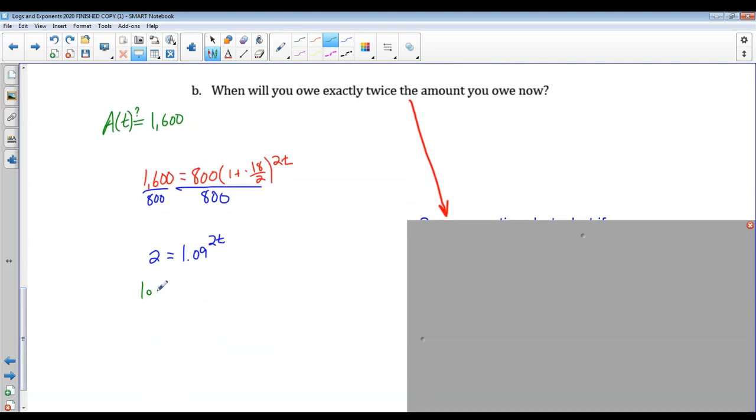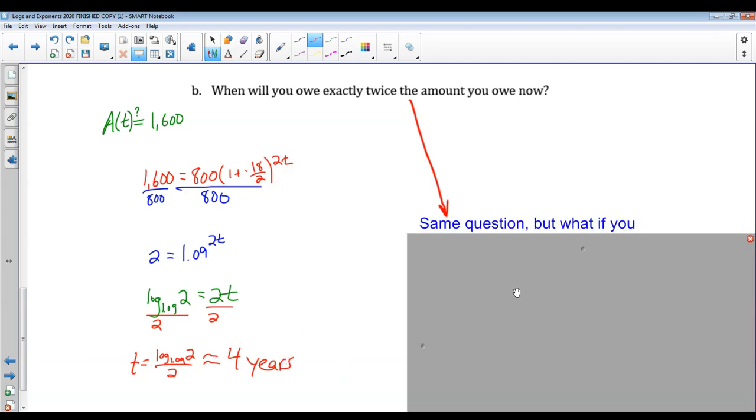To unlock that, I need to rewrite it as an exponent or as a log. So we have log base 1.09 of 2 equals 2t. And to get the t by itself, I just divide both sides by 2. So we have t equals log base 1.09 of 2 divided by 2. Into our calculator, and we get about 4 years, roughly. So in 4 years, we'll owe twice the amount we owe now.